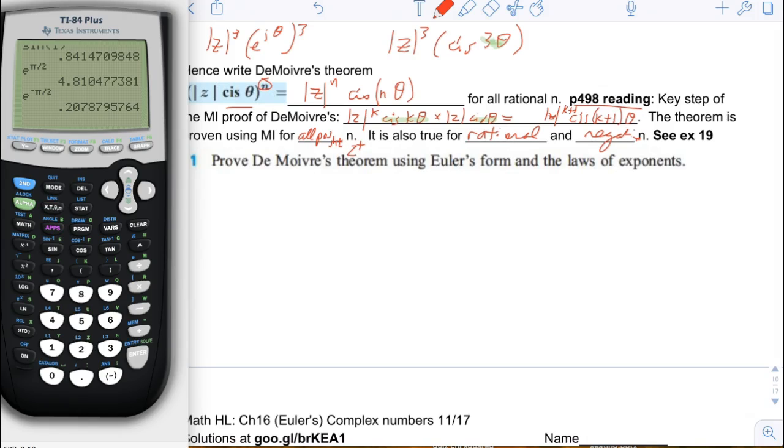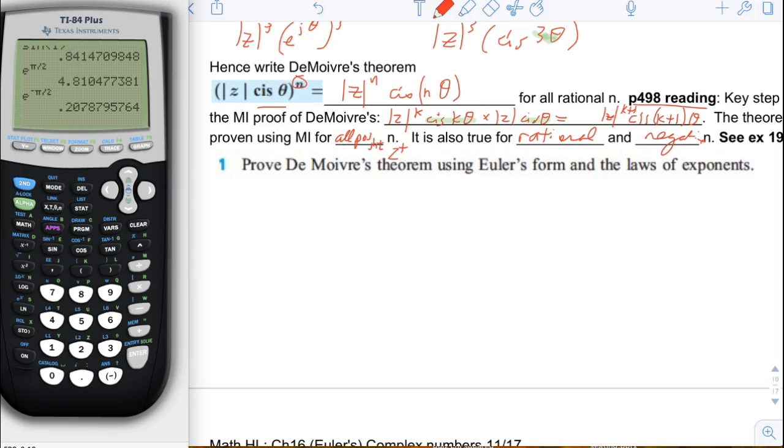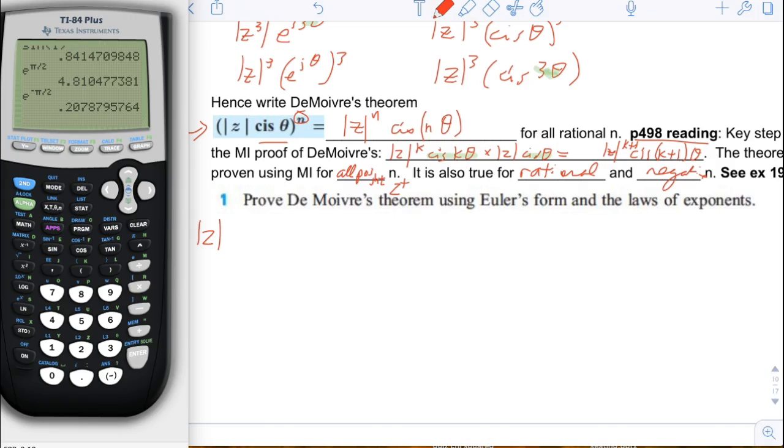So here it says to prove de Moivre's theorem using Euler's form and the law of exponents, and this is a lot easier than using math induction. So basically, de Moivre, remember, is this here: z cis θ to the nth is equal to z to the nth times cis nθ. So let's take the left side, and we'll look at it in terms of Euler's form. So that would be z, and instead of cis θ, we're going to write e to the iθ, and that's to the nth power. And that's equal to z to the nth power, e to the iθ to the nth, and we're just going to write it together in the same exponent because we just multiply it, right?